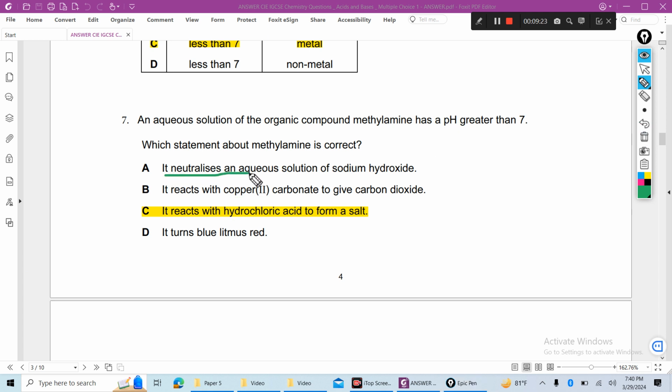It neutralizes an aqueous solution of sodium hydroxide. This is wrong. Methylamine is an alkali and does not react with alkali. And copper 2 carbonate, it reacts with copper 2 carbonate. Alkali does not react with copper 2 carbonate. Acid reacts with copper 2 carbonate, and it turns blue litmus paper to red. No, acid turns blue litmus paper to red. Methylamine is alkali, so the answer will be C.